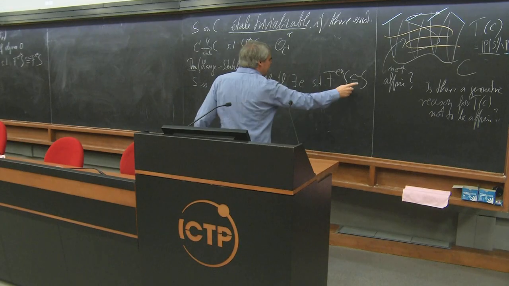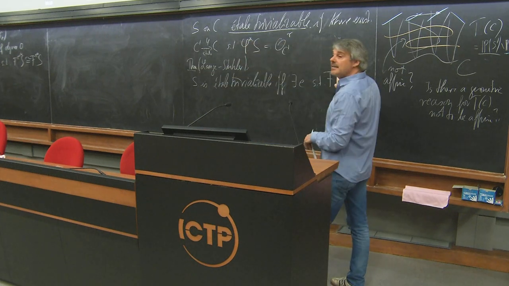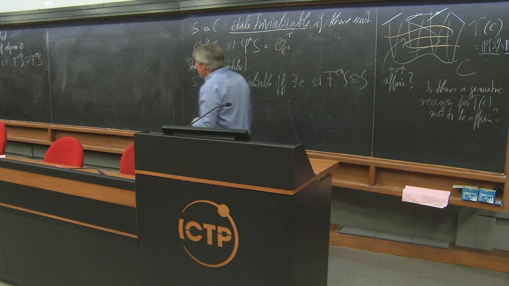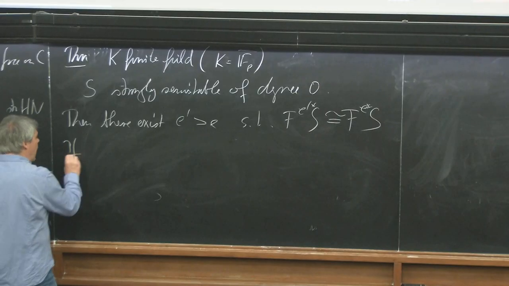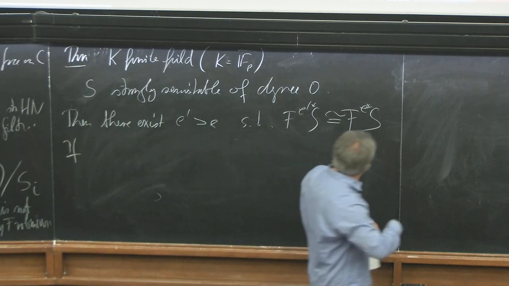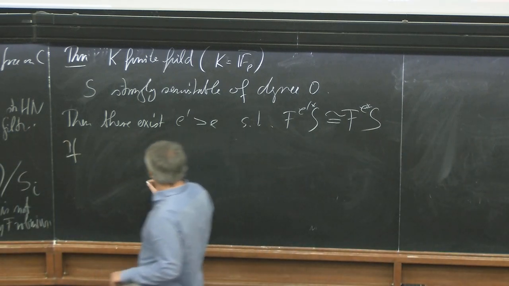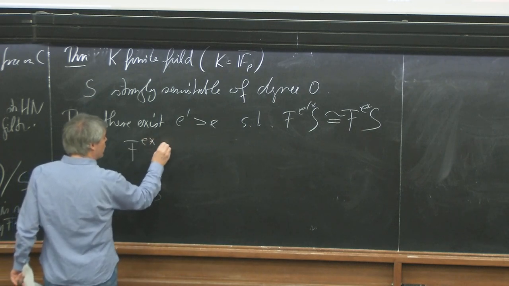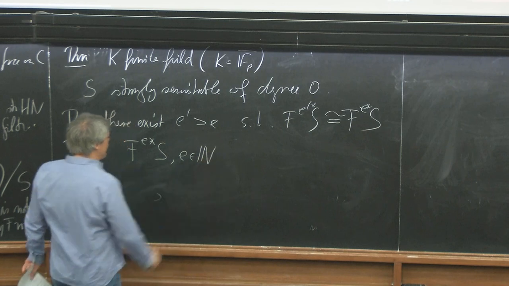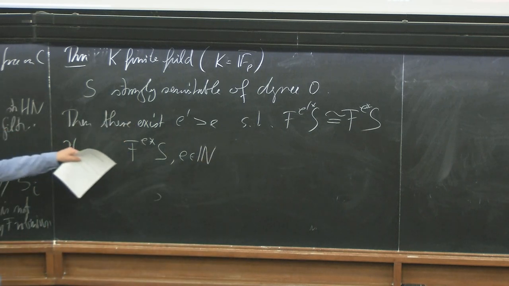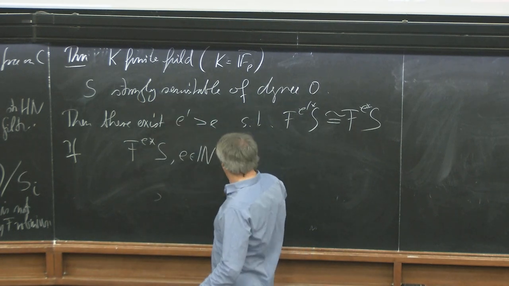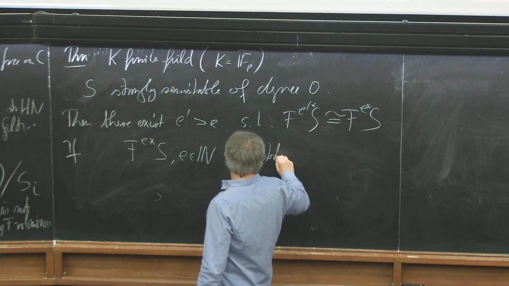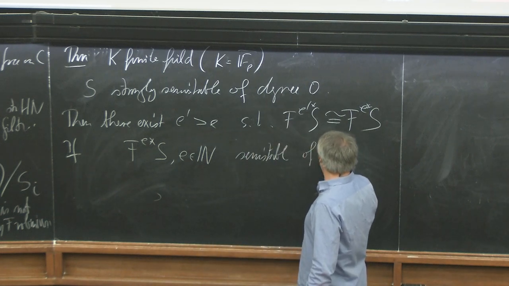Now this looks similar, but it's not the same. Here we have some e on both sides. The point is, a proof is quite easy now. Well, it uses heavy machinery in the background. But we just look at the family of all Frobenius pullbacks. And by our assumption, they are all semi-stable because S is strongly semi-stable. And they are all of degree zero.